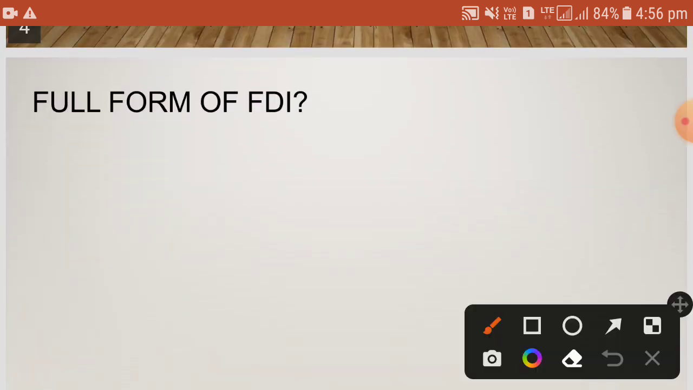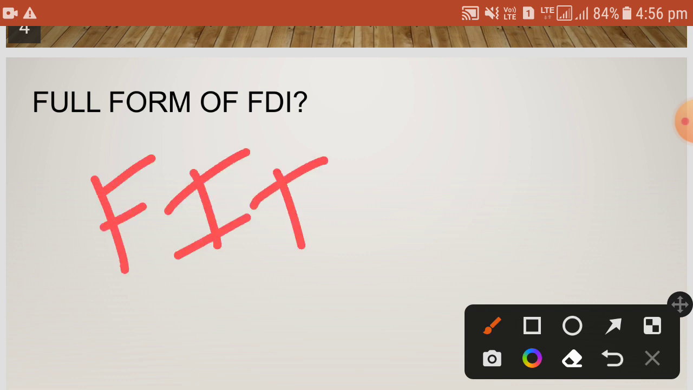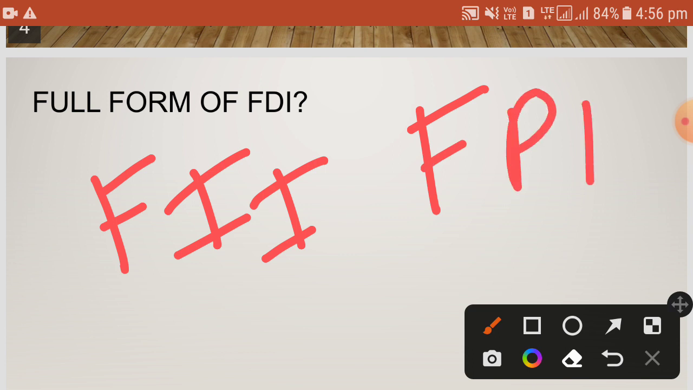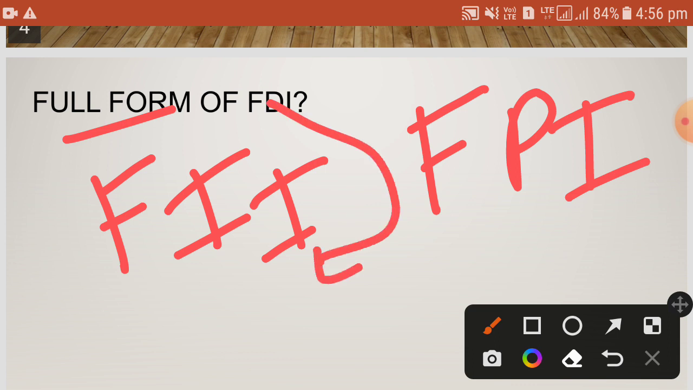Full form of FDI. I did not put the options here because I did not get the exact words. So just know the full form of FDI, FII, FPI. These are all some of the important terms that are used, so the full form can also be asked. FDI is nothing but foreign direct investment, and FPI is foreign portfolio investment.